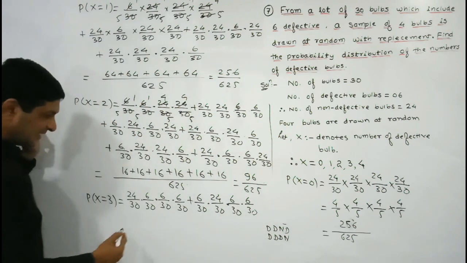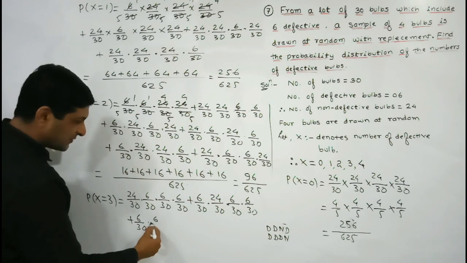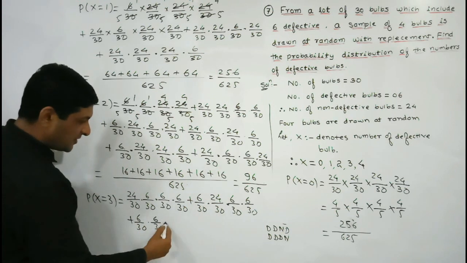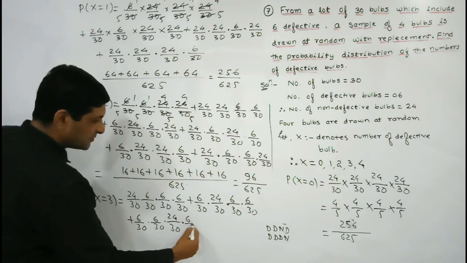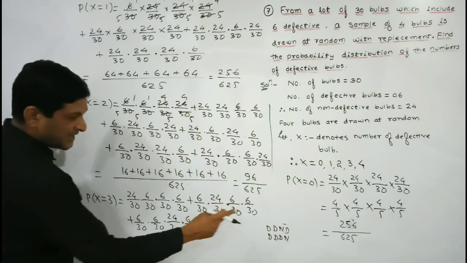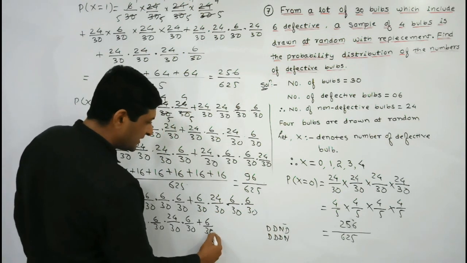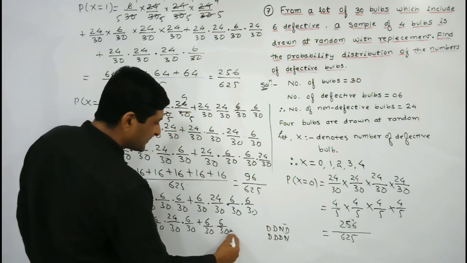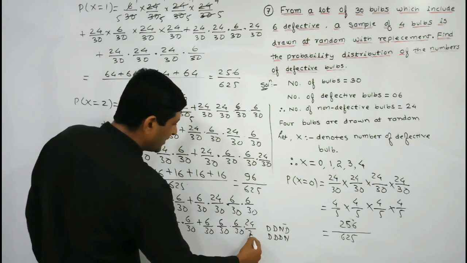Now third case. Third case, defective means 6 upon 30, defective means 6 upon 30. Again observe, non-defective means 24 upon 30 and defective means 6 upon 30. And in the last case, defective, defective, defective, non-defective means 6 upon 30 into 6 upon 30 into 6 upon 30 into 24 upon 30.